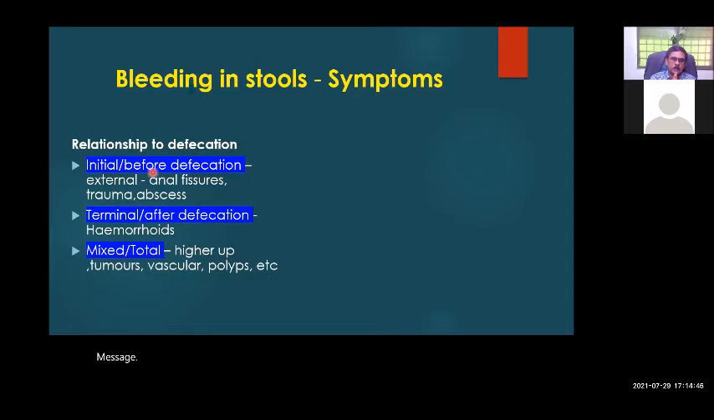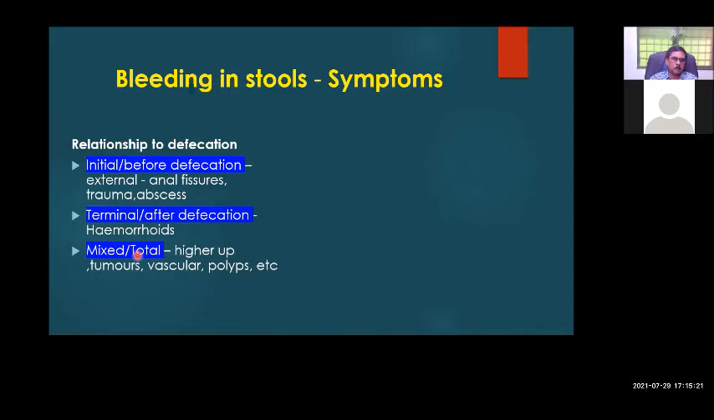And this stool, passage of stool in these blood-stained stools, you must be able to differentiate the relationship of the bleeding to the defecation. It can be initial, which is before defecation, and in these cases are usually external causes: anal fissures, trauma to the perineal region, and abscesses around the anus. It can be terminal, that is bleeding occurring after defecation, which is classical of hemorrhoids.